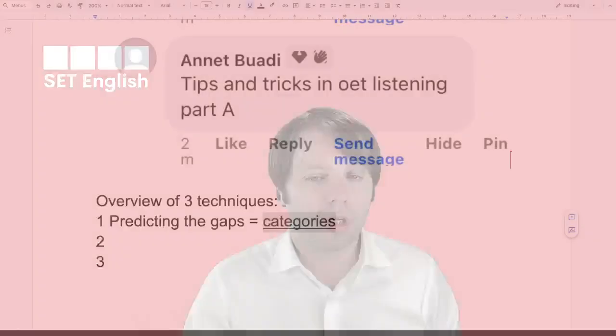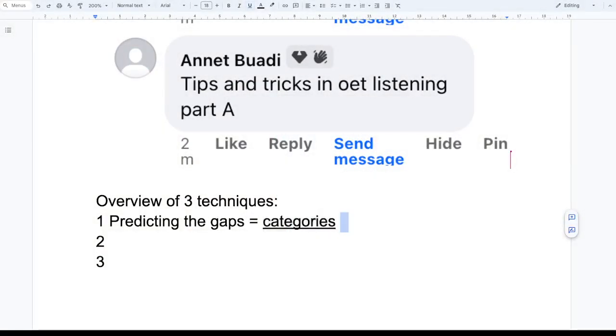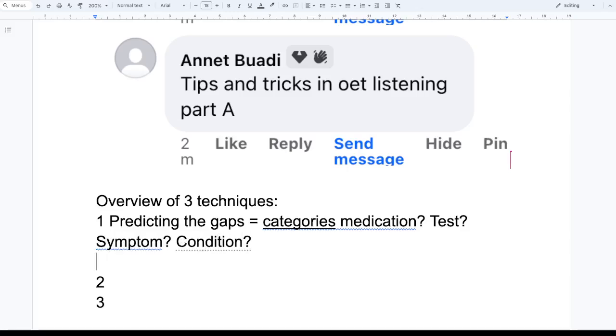So, for example, you're looking to predict things like this. Is it a medication I want? Is it a test I want? Is it a symptom? Is it a condition? And you can practice this in the school. It's really easy, Annette. We will teach you how to predict categories. So not the gaps, let's just say predict categories. That's technique 1.